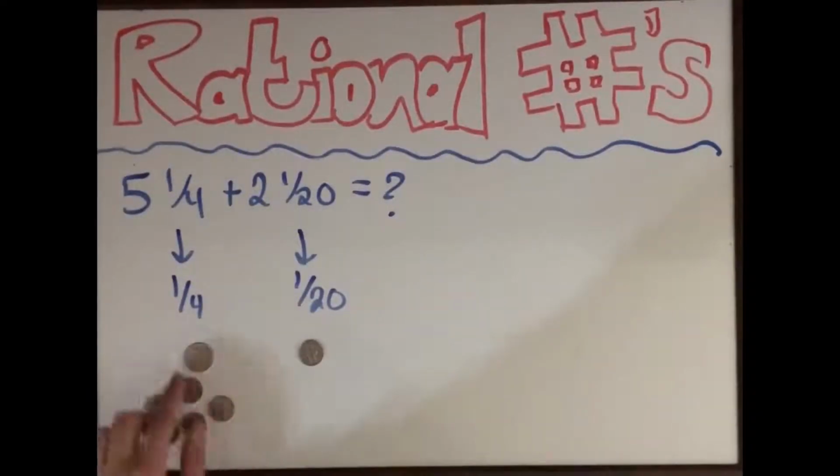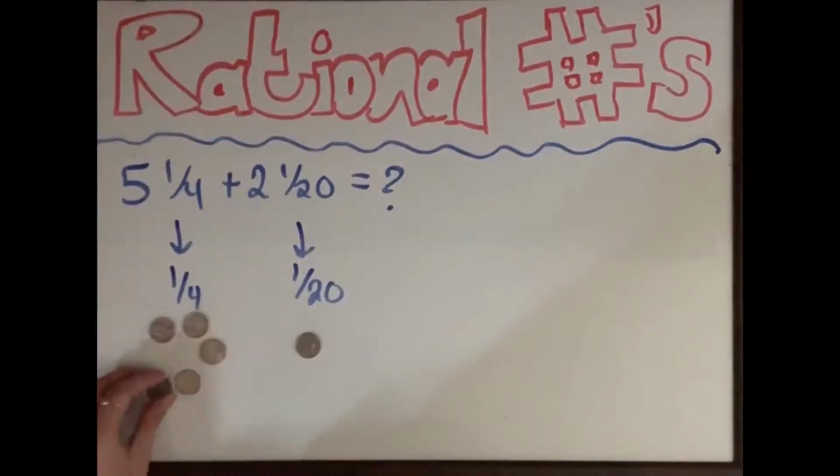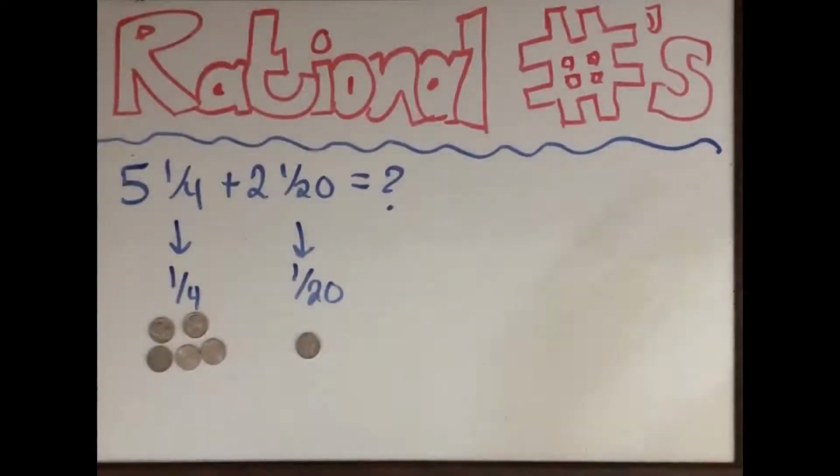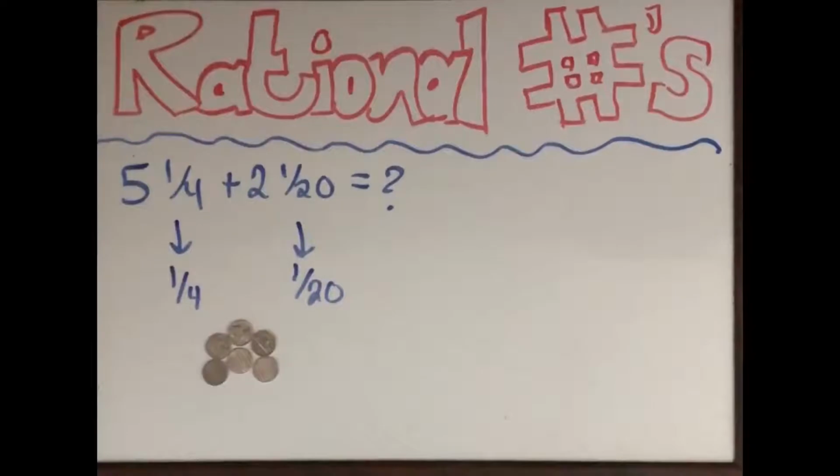So 5 nickels equal 1/4. So we can take the quarter away, and now that these are all the same, we can easily add them. And we know that the answer is 6 nickels, or 6/20.